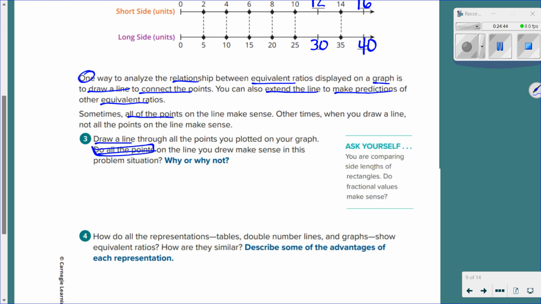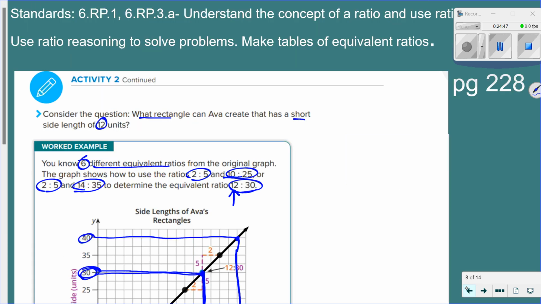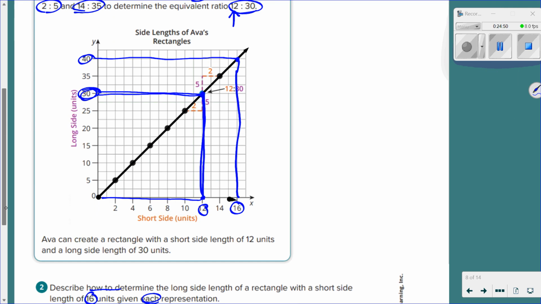Why or why not? So if I go back to my graph, do all of the points on this line make sense for drawing a rectangle? No. Why not? Well, now we're back to the initial problem we had. Does a rectangle have two sides that are even? Okay. Top and bottom are even. The sides and the top aren't even. But then if you look at 12 to 30, that's a square and they're all even sides. So some of them can make a rectangle, but not all.